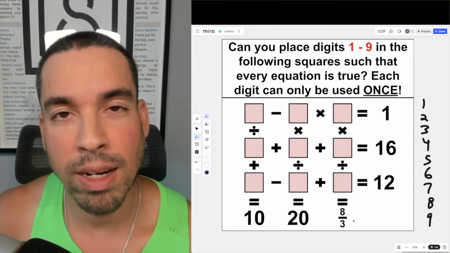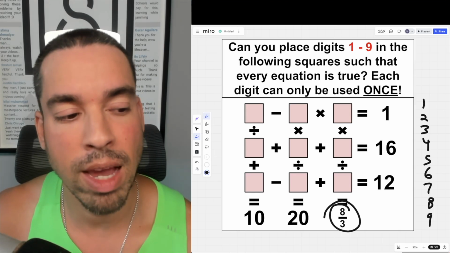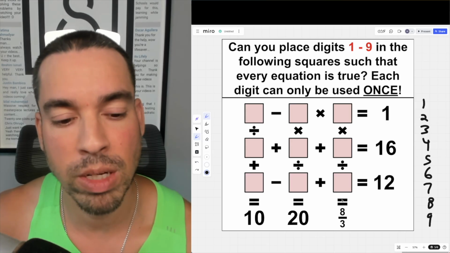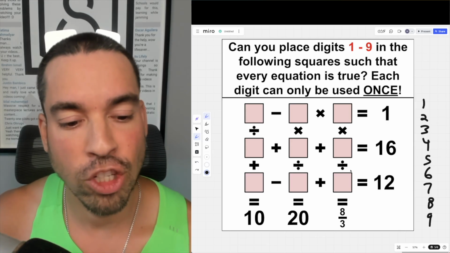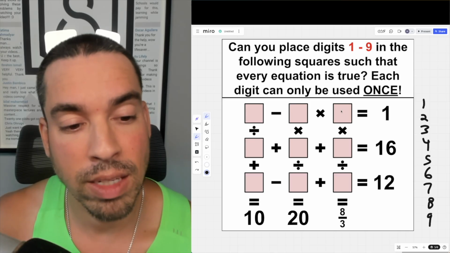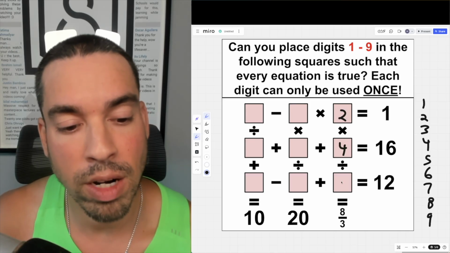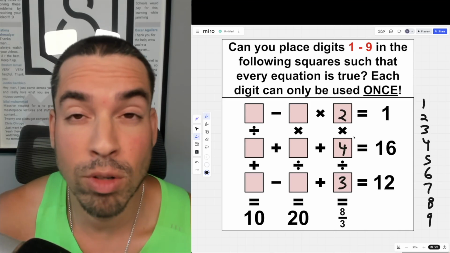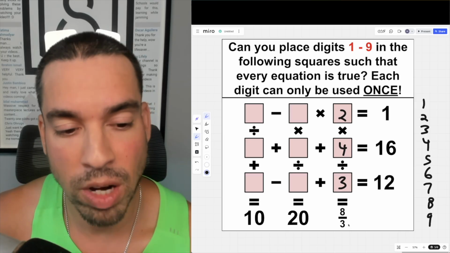So right off the bat in this one, we got an interesting number here. We have a fraction, 8/3. Now, we have multiplication and division. So of course, the first thing that we can think of is, hey, maybe we can get 8 with a 2 and a 4 and simply divide it by 3. And that literally gives us 8 divided by 3, or 8/3.